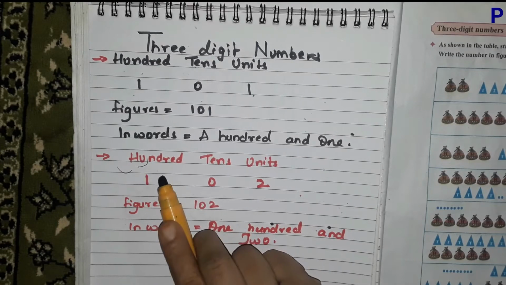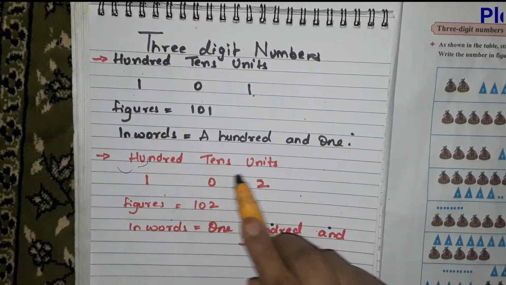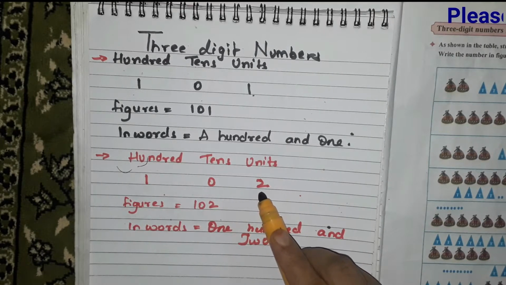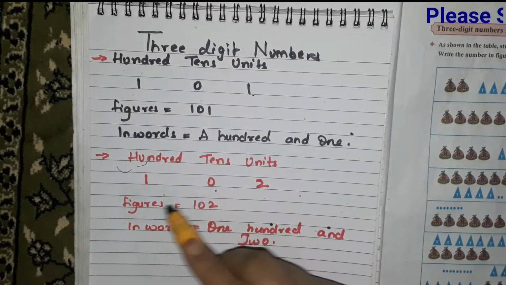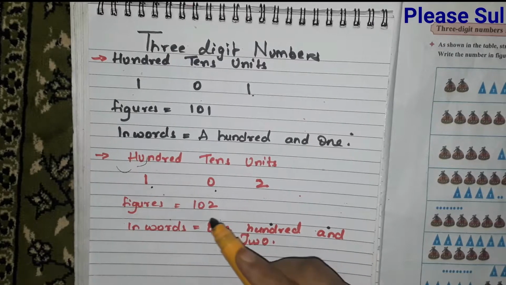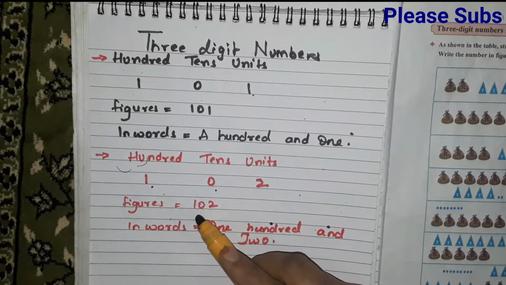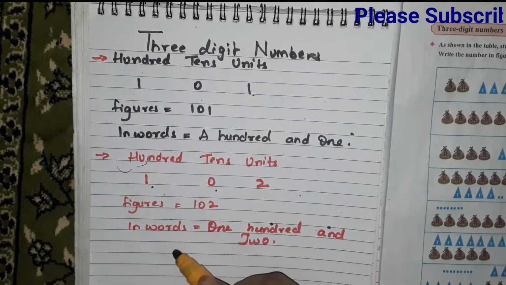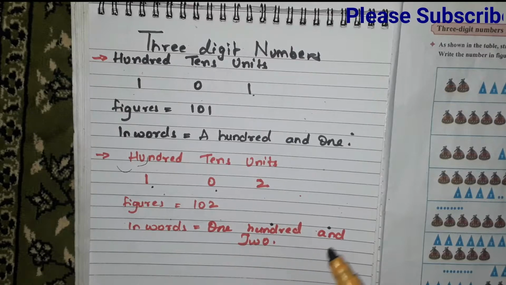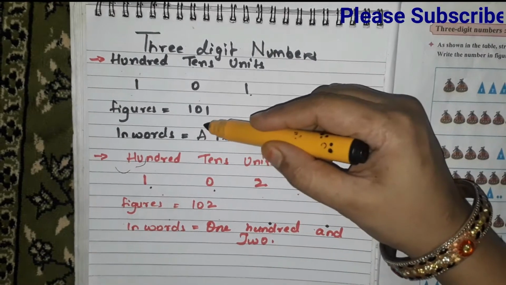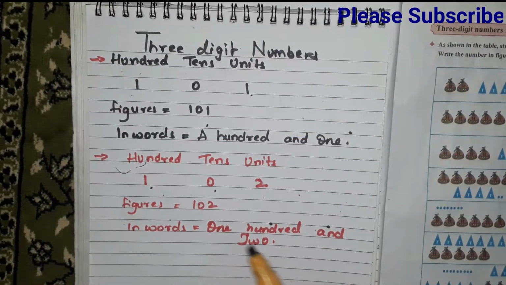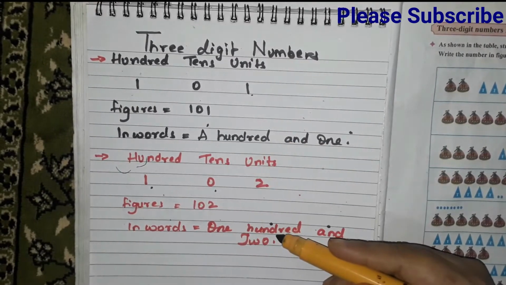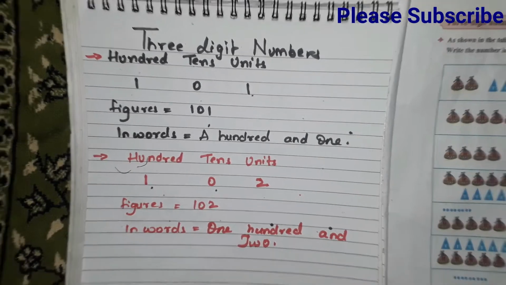Now see the second example. Hundreds, tens and units: this is the place given over here. In the units place there is 2, in the tens place there is 0 and in the hundreds place there is 1. So how will we write in figures? 102. In words we will write one hundred two. Both mean the same, as we have seen in the introduction part.